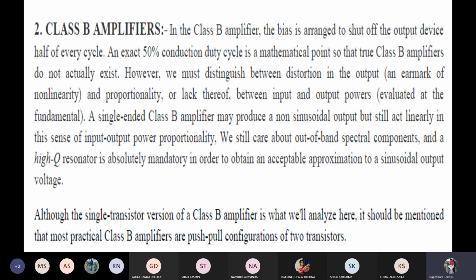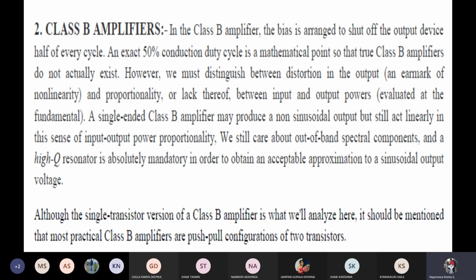It is nearly around 78.5%. The distortion in the case of a class B amplifier is more. So the efficiency is higher and the distortion is also higher in a class B amplifier. The normalized power capability of a class B amplifier is the same as that of a class A amplifier. The output power, maximum drain current and maximum drain voltage of a class B amplifier are the same.